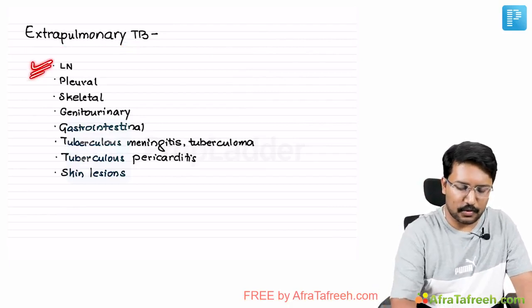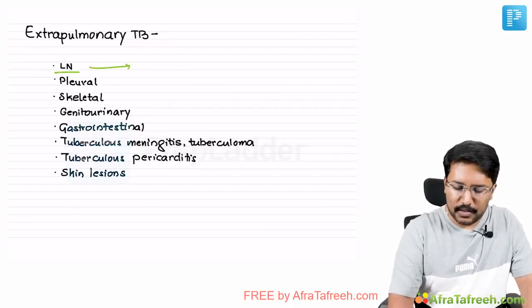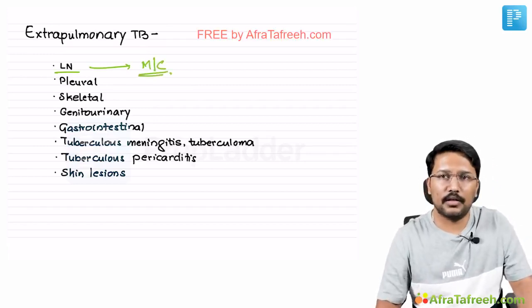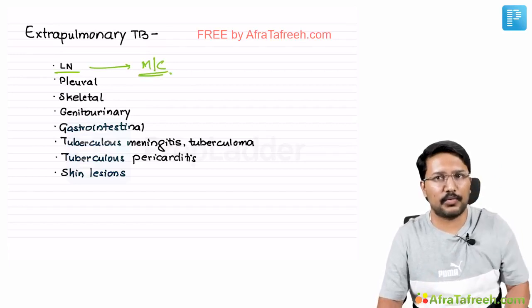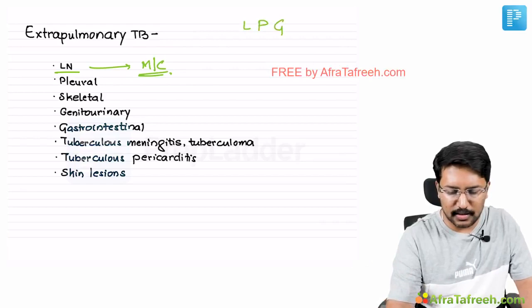So what is the lymph node involvement? It is the most common extrapulmonary site for tuberculosis. In fact, there are 3 important extrapulmonary sites for tuberculosis in decreasing order. You can remember it with the mnemonic LPG, right?